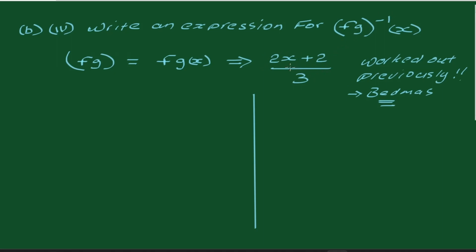So in the exam question, a lot of the succeeding questions require an input from a previous question, as in this case here. So we'll take the answer from the previous question and we'll work with that in this particular question. So since f of g equals 2x plus 2 all over 3, we're going to replace f of g inverse x, and since f of g is the same as 2x plus 2 all over 3, we're going to find the inverse of this function here.